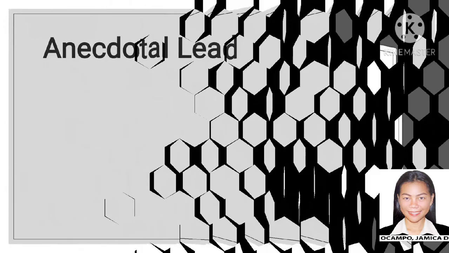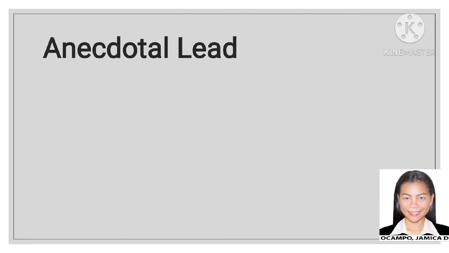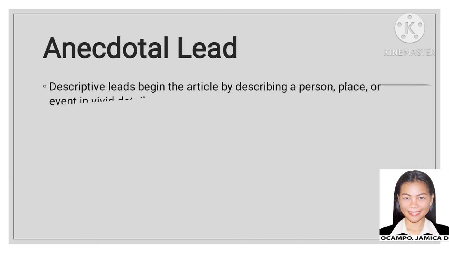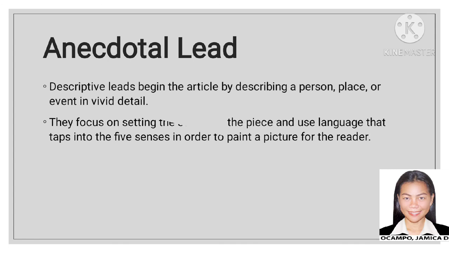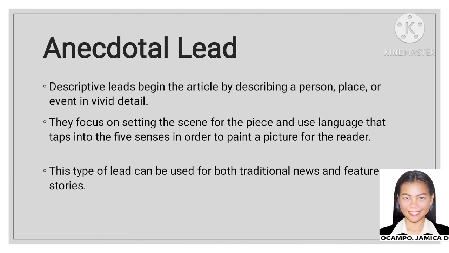Next is the descriptive lead. Descriptive leads begin the article by describing a person, place, or event in vivid detail. They focus on setting the scene for the piece and use language that taps into the five senses in order to paint a picture for the reader. This type of lead can be used for both traditional news and feature stories.